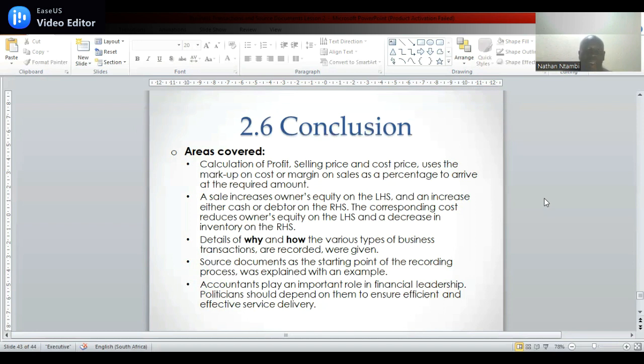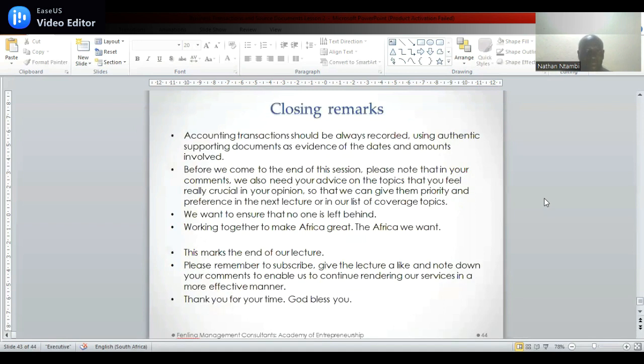Details of why and how the various types of business transactions are recorded are given. Source documents as the starting point of the recording process were explained with an example. Accountants play an important role in financial leadership. Politicians should depend on them to ensure efficient and effective service delivery. Accounting transactions should always be recorded using authentic supporting documents as evidence of the dates and amounts involved.